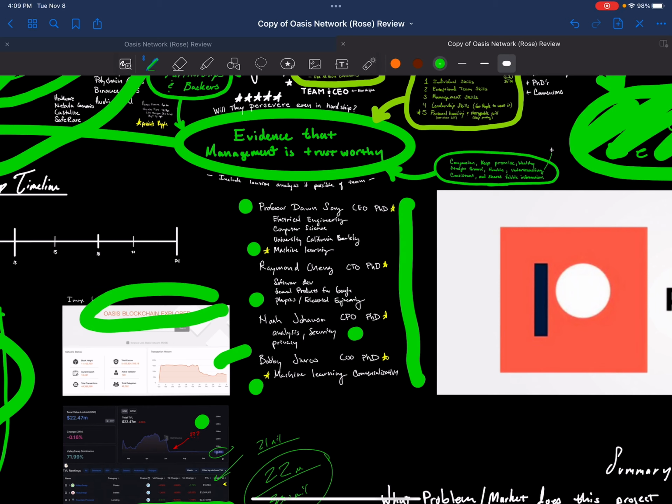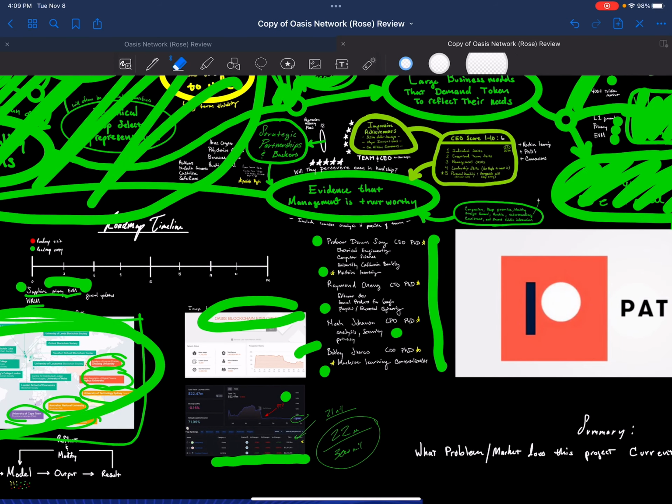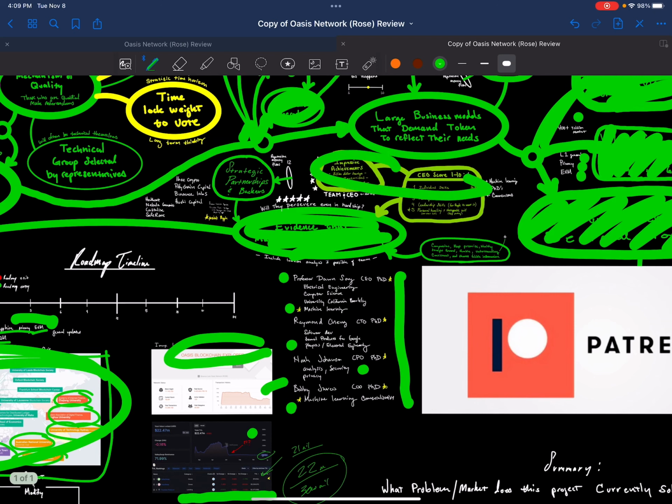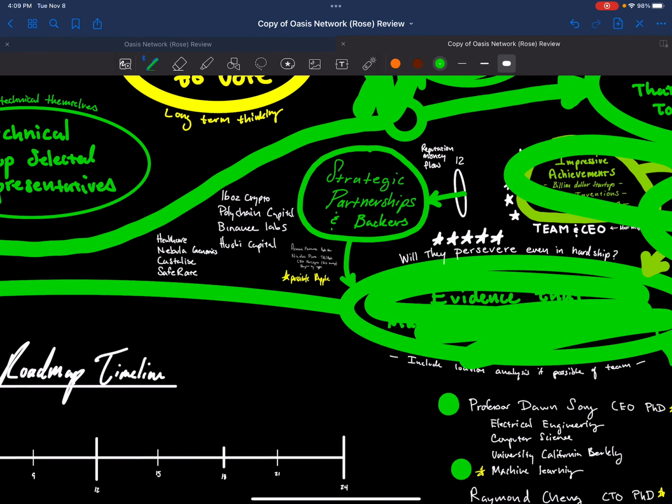And as Peter Diamandis says, if your business doesn't have machine learning, your business won't exist. And so it's good that they have machine learning experts in this project. So basically, decent. The team is one of the strengths. A lot of PhDs there, a lot of academics, and a lot of machine learning backgrounds. So that's what you want to see for the long-term viability of the project.